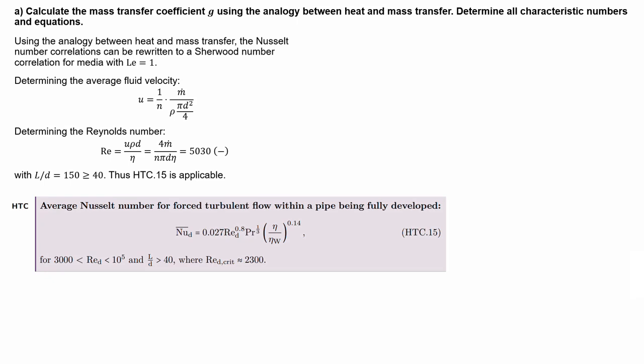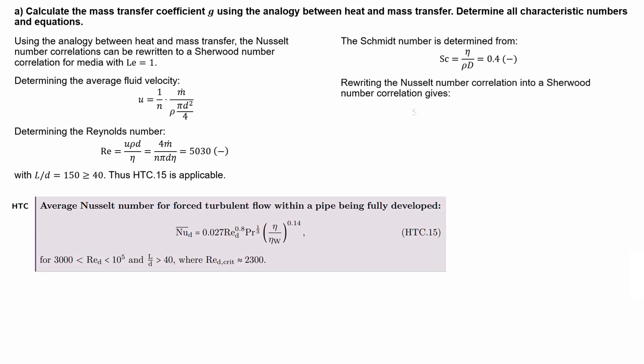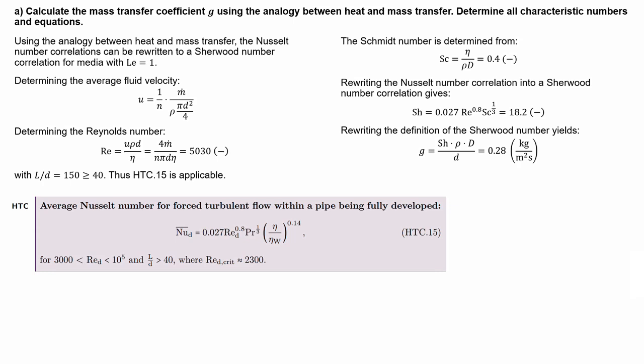So before doing these calculations, we have to determine what the Schmidt number actually is. And by using the definition of the Schmidt number and substituting all numbers, we find a value of about 0.4. So if we rewrite the Nusselt number function into a Sherwood number function and substitute all numbers, we find a Sherwood number of 18.2. And by rewriting the definition of the Sherwood number, plugging in all numerical values, we find a mass transfer coefficient of 0.28. So by using the analogy between heat and mass transfer, we have determined the mass transfer coefficient.